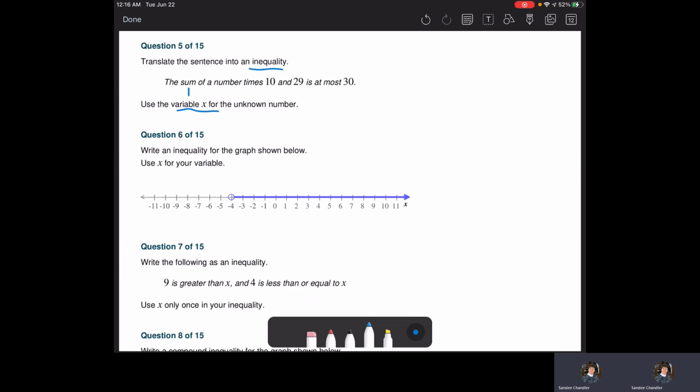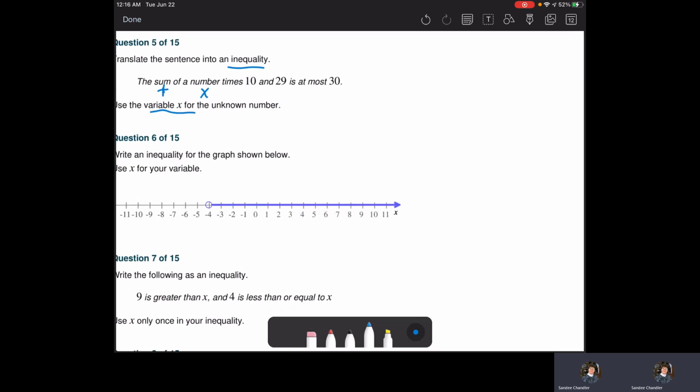So sum, that means plus. The sum of a number, we don't know what the number is, so that's x, times 10 and 29 is at most. Now remember we said the verbs were like equal signs? Well, make sure there's not something following the is, because is at most is less than or equal to. Because you can't get any higher than most. So it's going to be that number, in this case 30, and everything less.